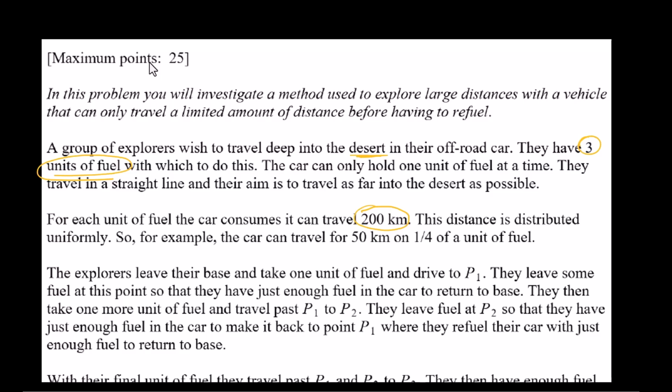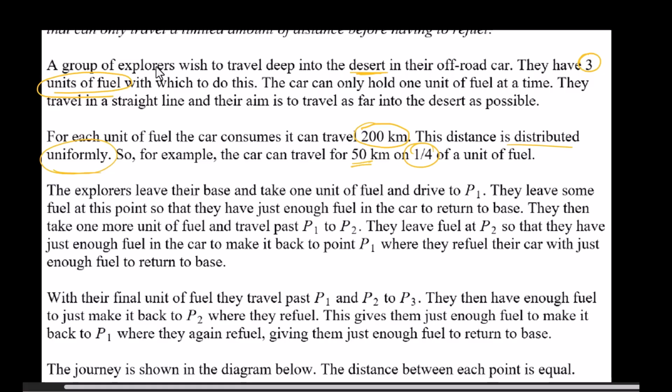And what he's also mentioning is that the distance is distributed uniformly, which basically means that in 1/4 of the fuel I can travel 50 kilometers. That's what he says. Now with that information given, they start off their journey. What is their goal? That they travel as far into the desert as possible, with just 3 units of fuel, right? And they have to plan for it.